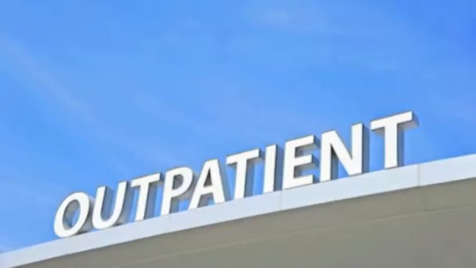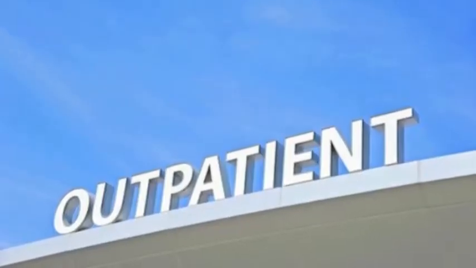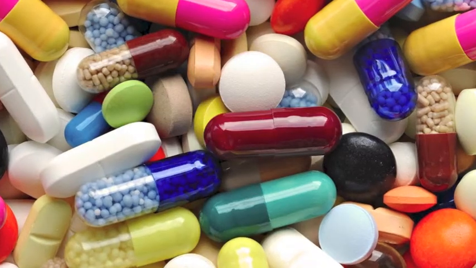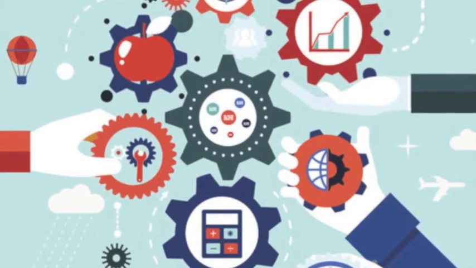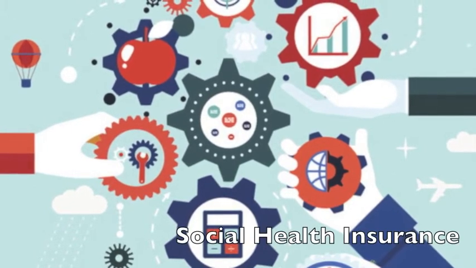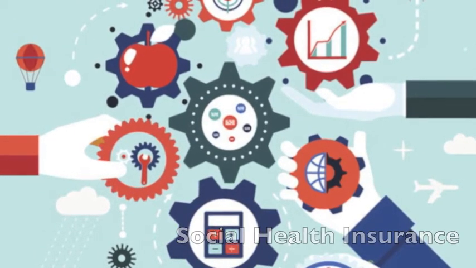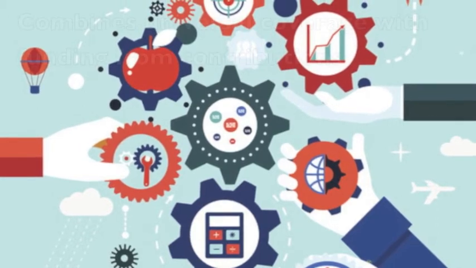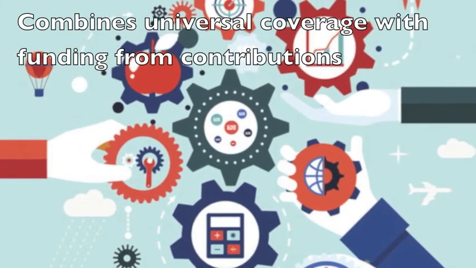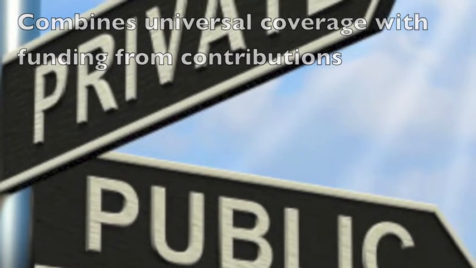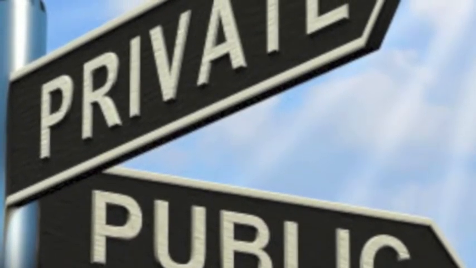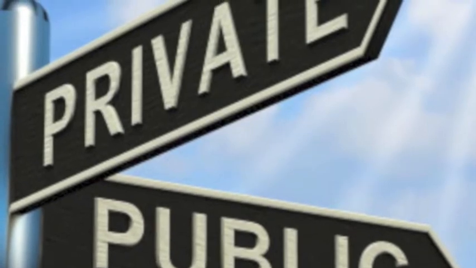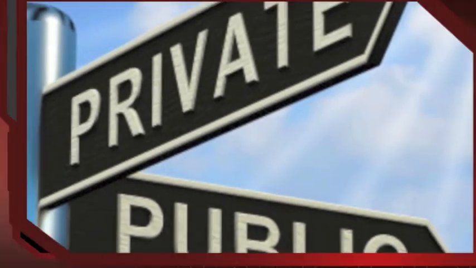In all NHI countries, service provision in the outpatient, dental, and pharmaceutical sectors is overwhelmingly in private hands. This can also sometimes be called the social health insurance model, or SHI. The SHI model combines universal coverage with funding coming mainly from contributions and public or private delivery. The system is administered by the public sector, the private sector, or a combination of both.